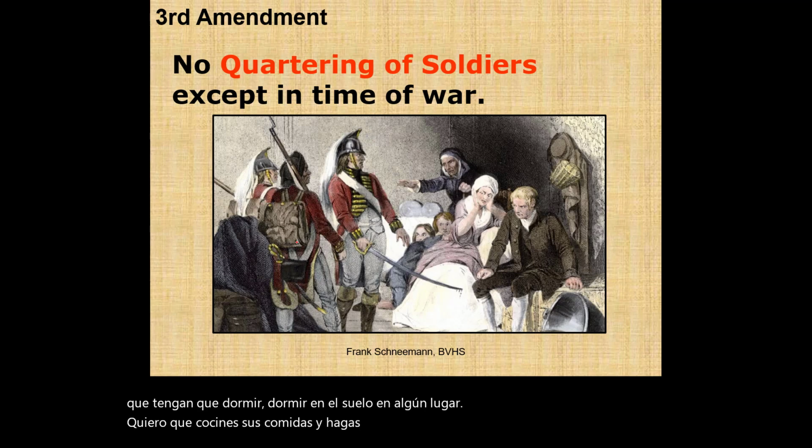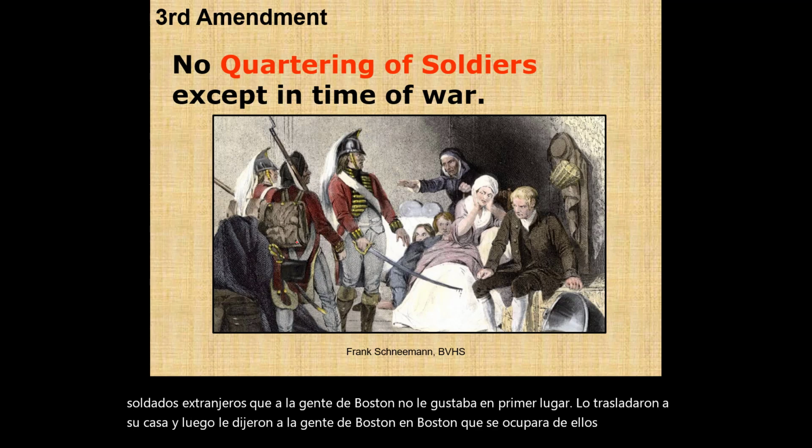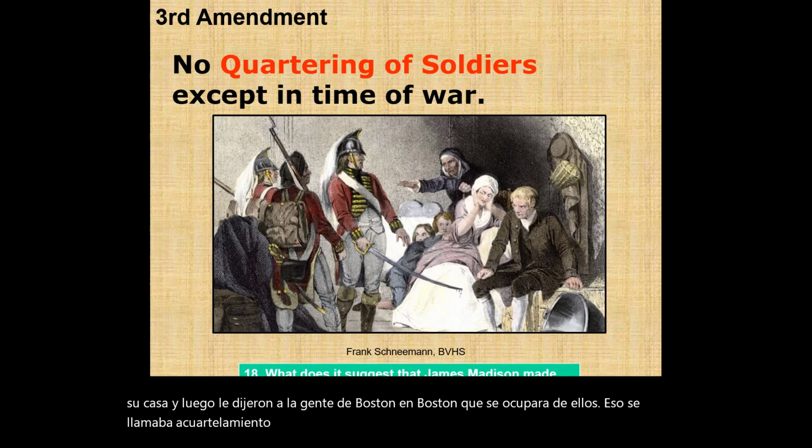They would move foreign soldiers that Boston people didn't like in the first place into their house and then tell the people in Boston to take care of them. That was called quartering of soldiers. Oh, American colonists hated that.